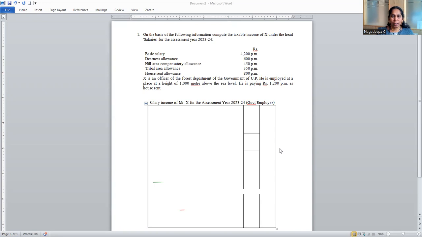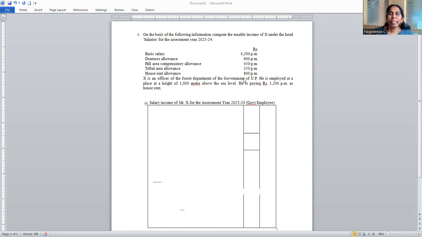Good morning, students. Today we are going to calculate income from salary of a government employee. This is the problem which is shown on the screen. First I will read the problem, then we can calculate the salary.